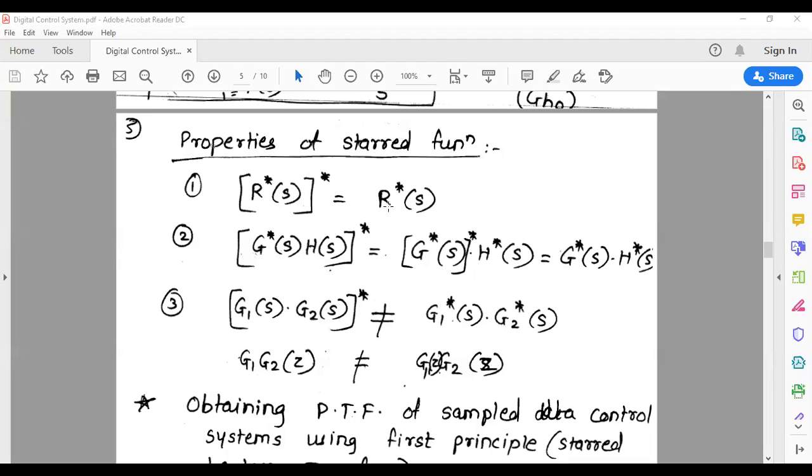So the output that you see is obviously a sampled output. So what we see is R star of S starred again is nothing but R star of S. So is the first property clear? Sampling an already sampled signal will result in a sampled signal. You can logically imagine it out.